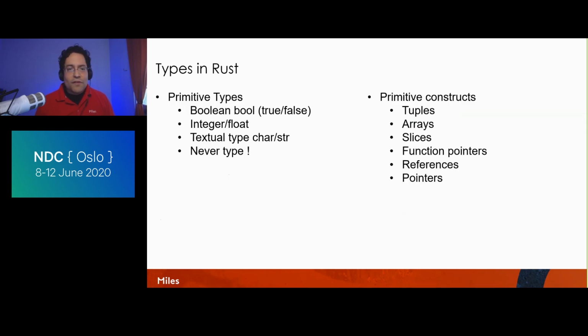So with Rust, we also have some types here. We have primitive types: Boolean, integer, float, and text. We also have some primitive constructs like tuples and arrays, function pointers, and so on. Now that we know a little bit more about Rust, we'll look at how we can use Rust to generate a WebAssembly file and then publish it up to NPM.